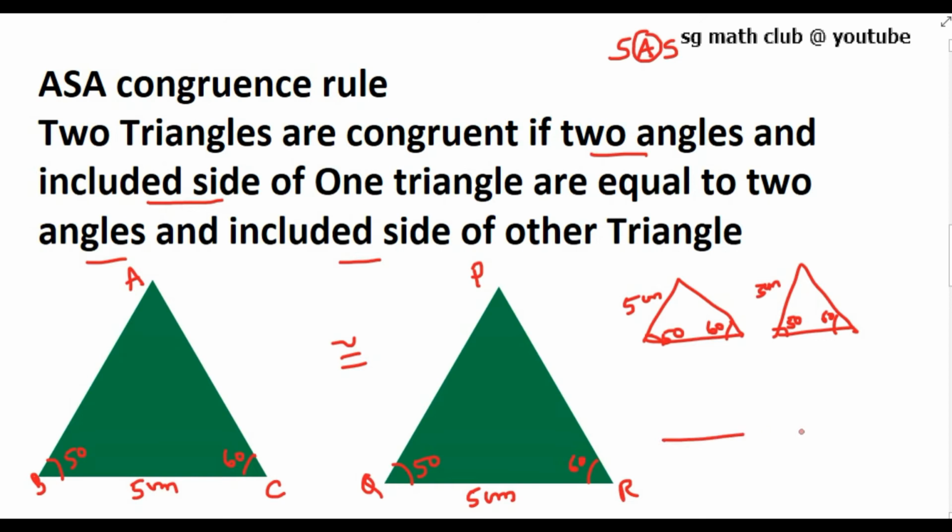You can try it yourself. You can draw any line. This line segment may be 4 centimeters, and this line segment you can draw 6 centimeters. Again you can draw 50 degrees and 5 centimeters, 60 degrees. You join this the same way, and you can do this also. You can see that these two triangles are congruent. So this leads to another congruence rule, which is called the AAS congruence rule.